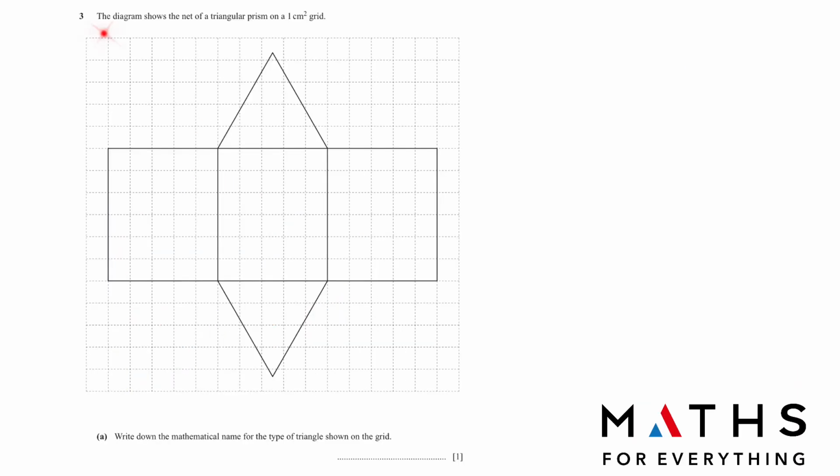Question number 3. The diagram shows the net of a triangular prism on a 1 square centimeter grid. A. Write down the mathematical name for the type of triangle shown on the grid. For that, let's count the number of squares. This is 1, 2, 3, 4, 5. 1, 2, 3, 4, 5. And this is 1, 2, 3, 4, 5. So all the three sides are equal. It means it is an equilateral triangle.